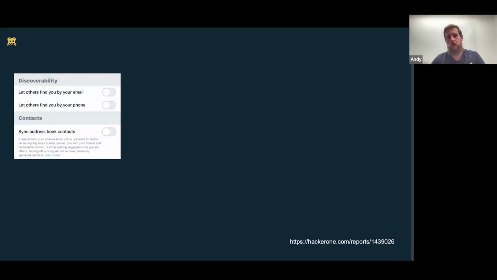What the bug was, that all of these leaks were actually just one vulnerability within a specific API within Twitter's infrastructure. So for those of you that use Twitter, you may have seen this kind of setting within your Twitter app on the iPhone. You can let others find you by email, you can let others find you by phone number. Under the hood, that functionality is all API based.